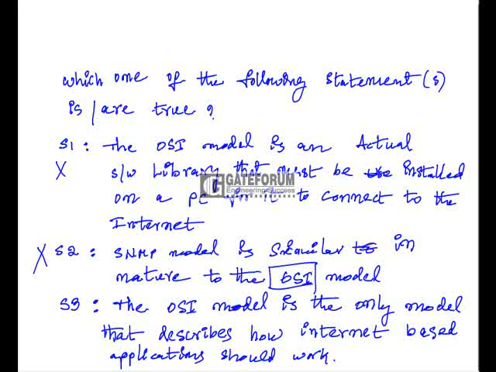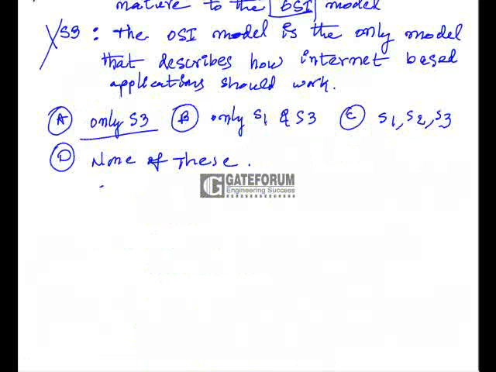S3 is the OSI model is the only model that describes how internet based applications should work. It is also wrong, because there are different models. We can have something like the TCP/IP model, which we can also make use of for working with the internet. So all the three statements are wrong. Options are only S3, only S1 and S3, S1, S2, S3, none of these. So none of these is correct, because no statement given is correct. So option D is the right option here.